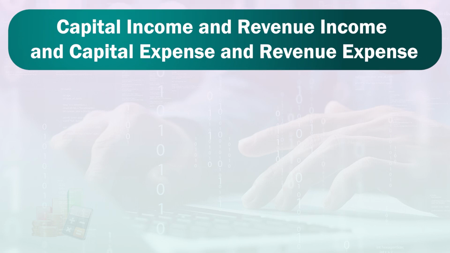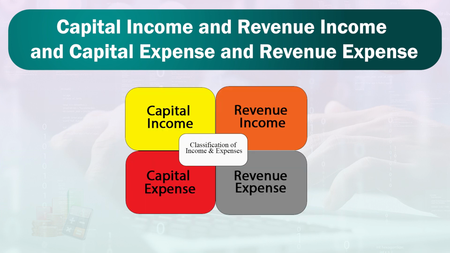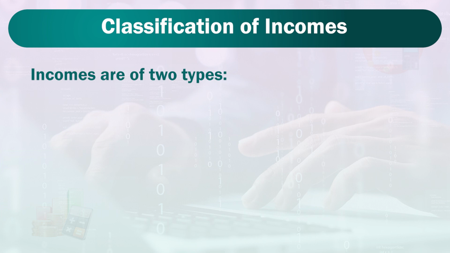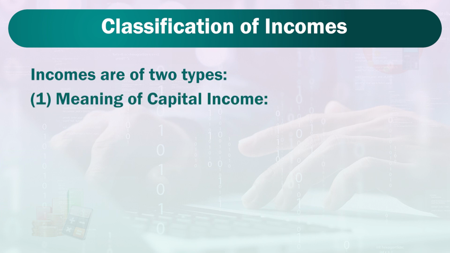Friends, the next point is about understanding capital income and revenue income, and capital expense and revenue expense. This classification is very important because these classifications decide the place of each income and expense in the final accounts. First, we will understand the classification of incomes. Incomes are of two types. 1. Meaning of capital income.